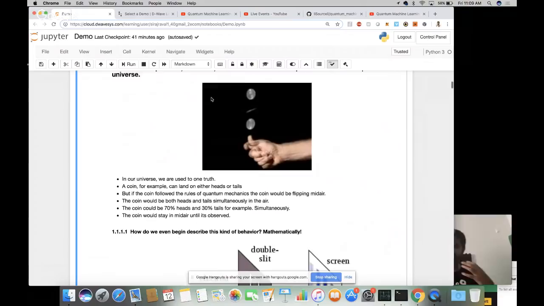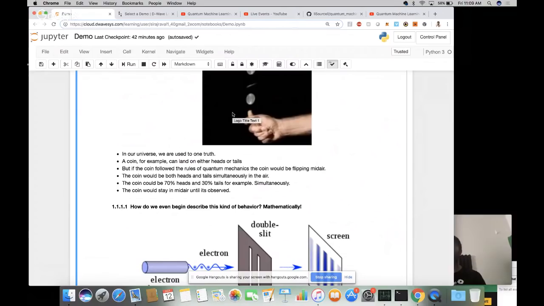So if we were to flip a coin, here's an example. If we were to flip a coin in our reality, we are used to one truth, okay? That coin will either fall on heads or it will fall on tails, right? It's gonna be either one or the other.